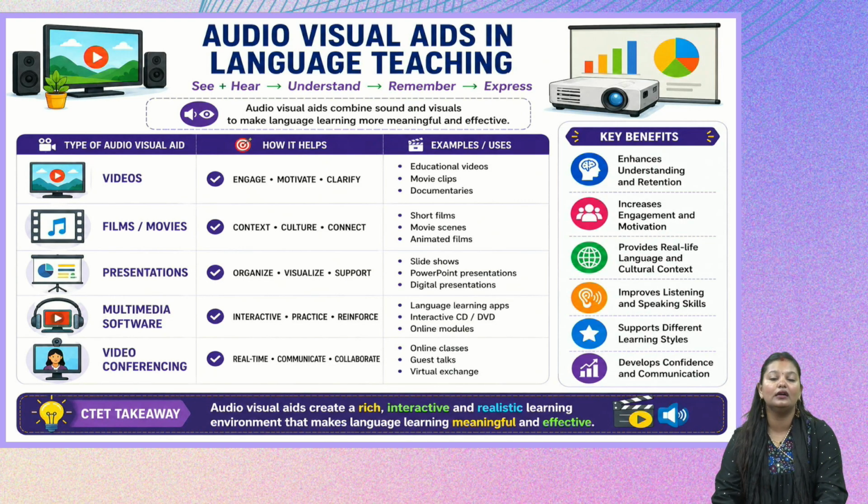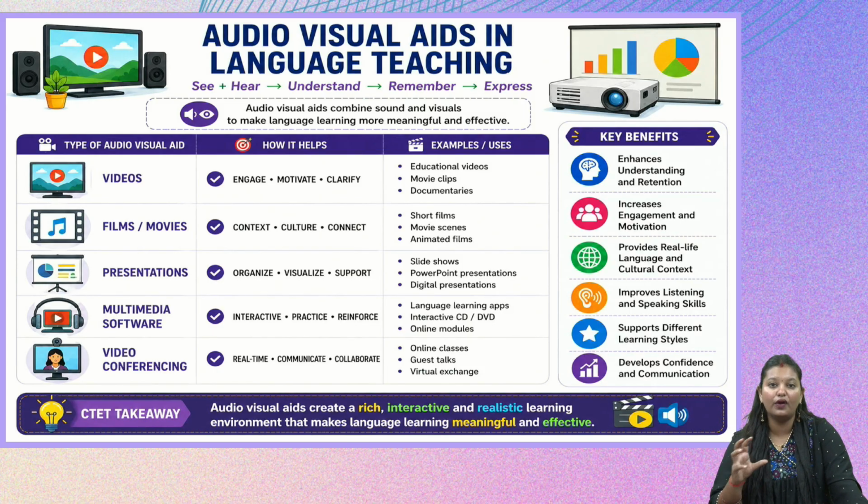So we can use video conferencing and we can invite online speakers to discuss things with our students. We can try to use various multimedia software where the children are able to interact, where they can practice their pronunciation. So these can be some of the ways we can use audio visual aids.